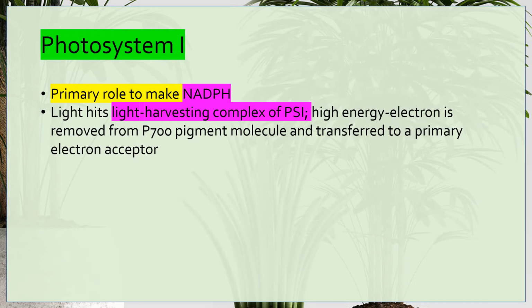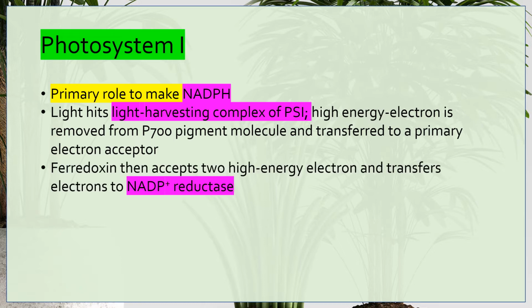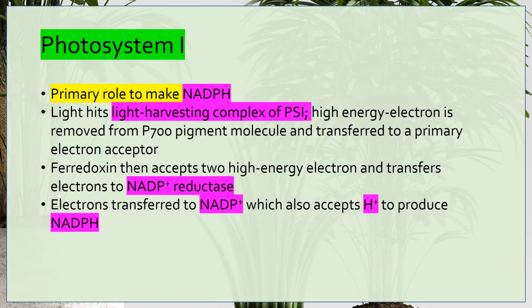Light hits the light harvesting complex of photosystem 1, and high energy electrons are removed from a P700 pigment molecule and transferred to a primary electron acceptor. This ferredoxin then accepts two high energy electrons and transfers them to the enzyme NADP reductase. The electrons are transferred to NADP, which also accepts hydrogen to produce NADPH.